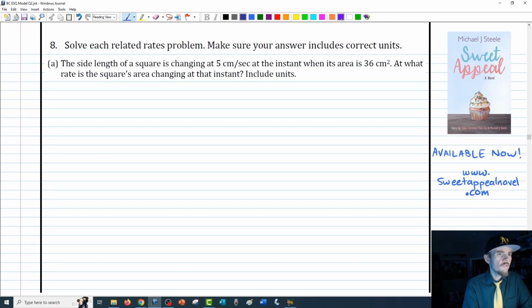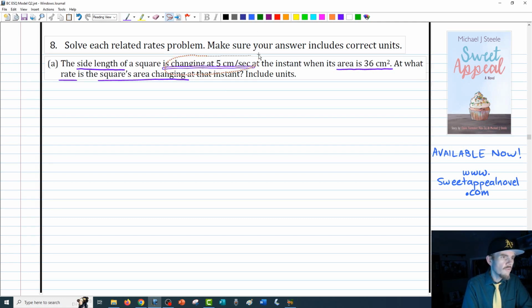So our task in this first problem involves a square. We have the side length of a square changing at 5 centimeters per second, and that's when its area is 36 centimeters squared. Our question is, at what rate is the square's area changing at that instant? And we're supposed to, of course, include units. So in here, there's a lot of stuff going on. I'm not going to lie. So actually, I'm going to do a couple different moves here.